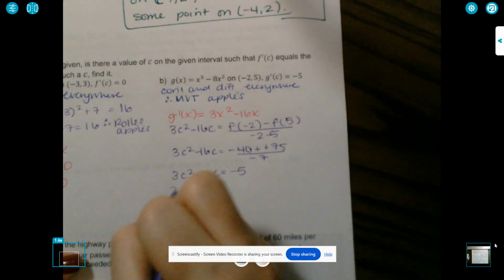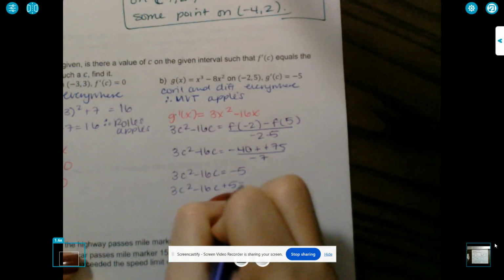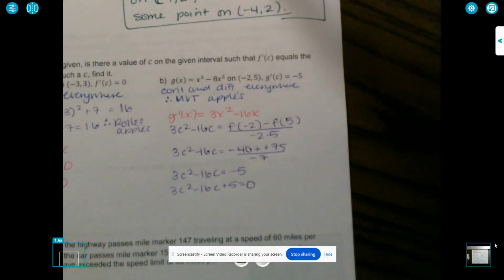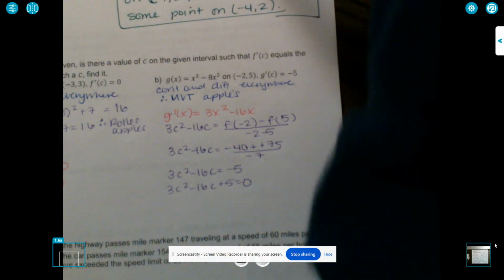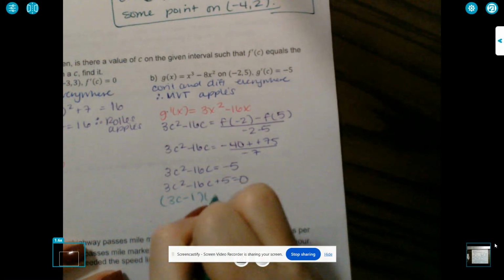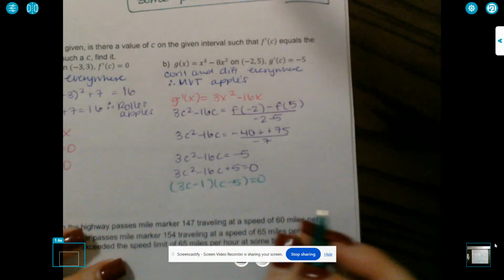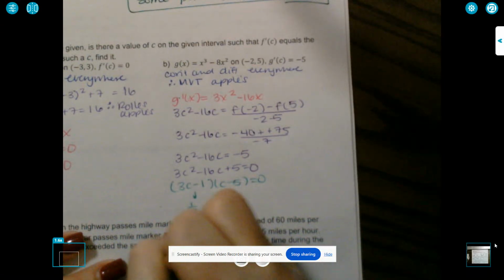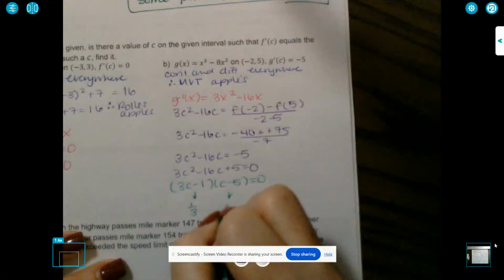Okay, then we're going to move that and set that equal to 0. And let's see, we can factor here: 3c minus 1 and c minus 5. So then our two numbers are going to be 1/3 and 5.